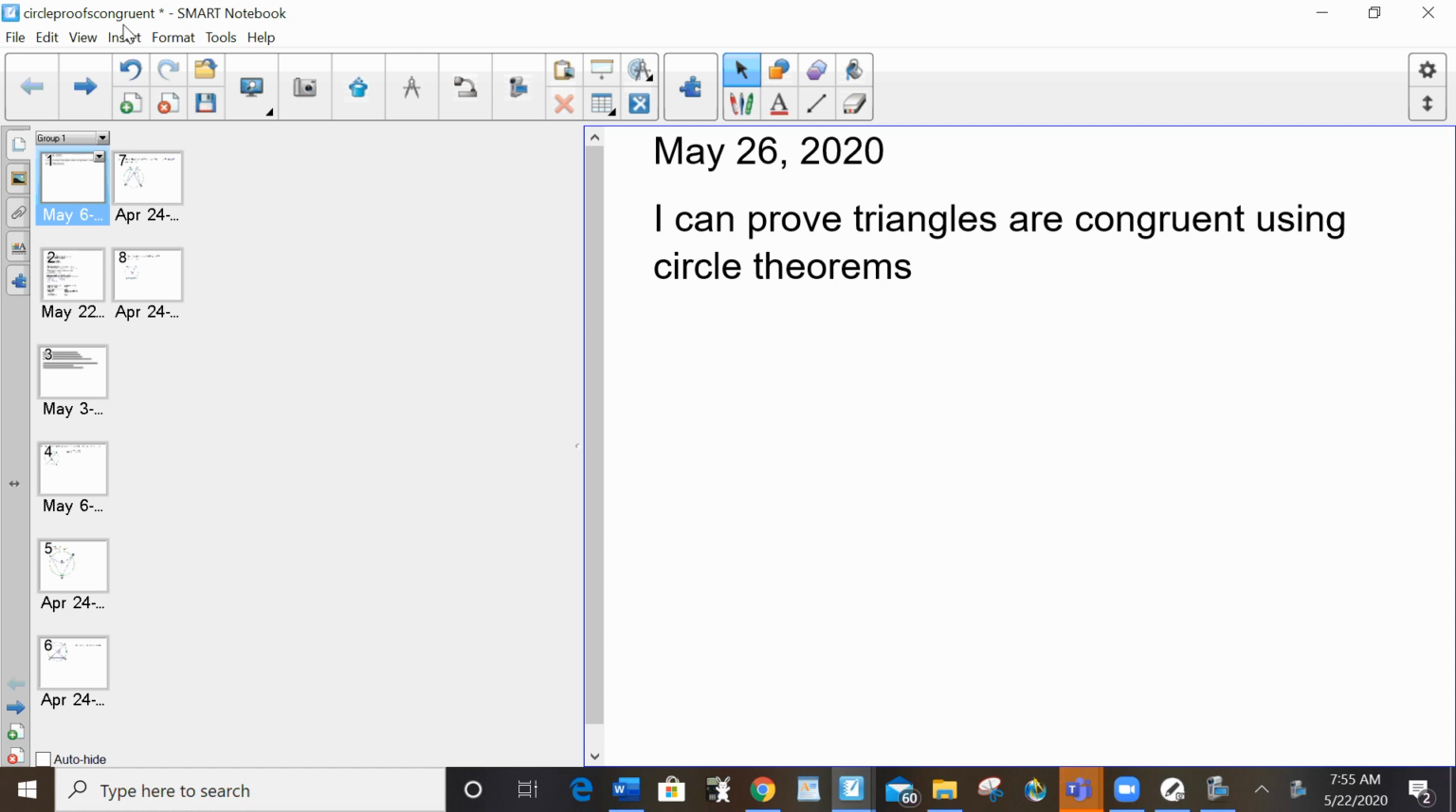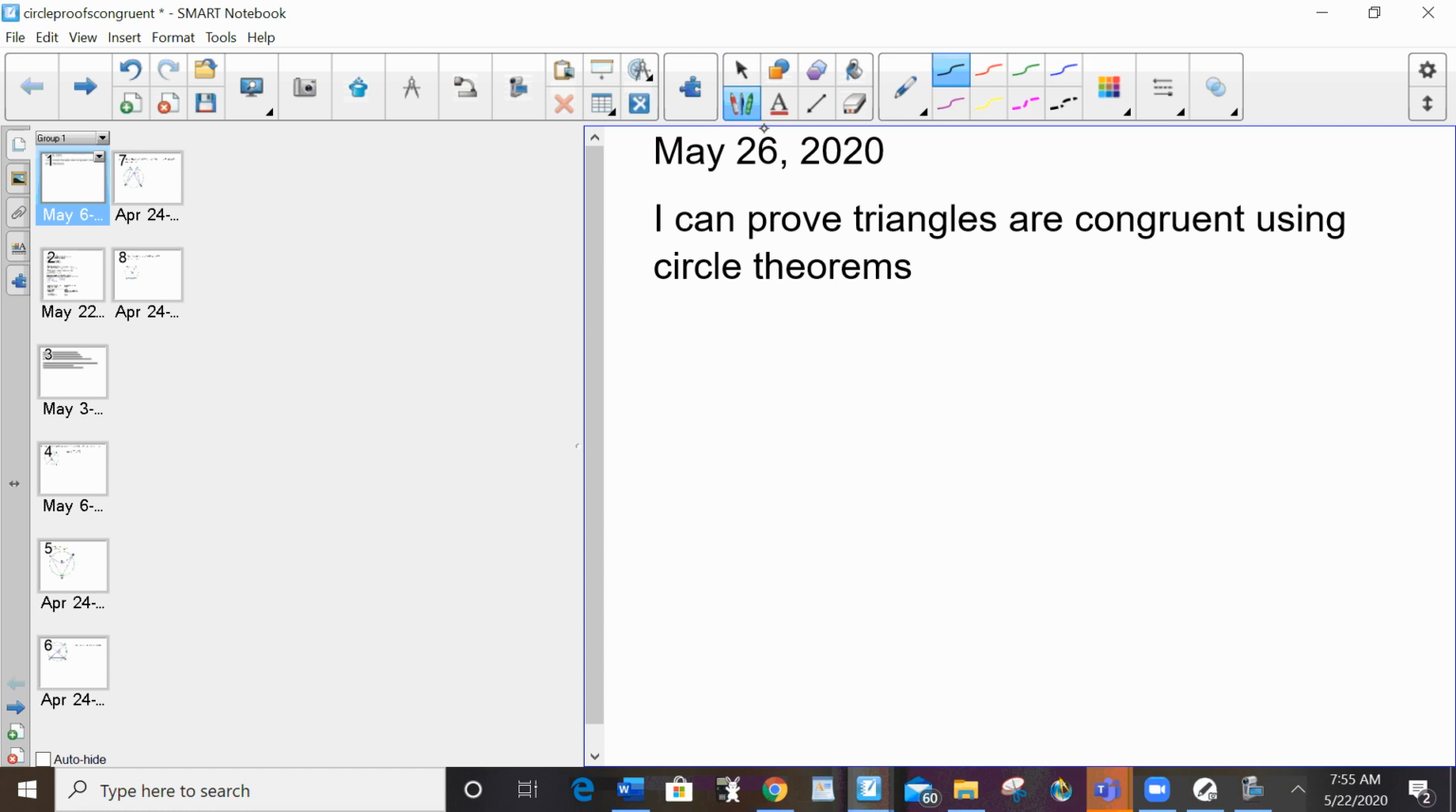Today we can prove triangles are congruent using circle theorems. We're going to mainly utilize the three rules that we talked about on Friday. Let's just quickly take a look at those again. We have angles inscribed to the same arc are congruent, because both of these angles intercept this arc. It makes them congruent. That's one rule.